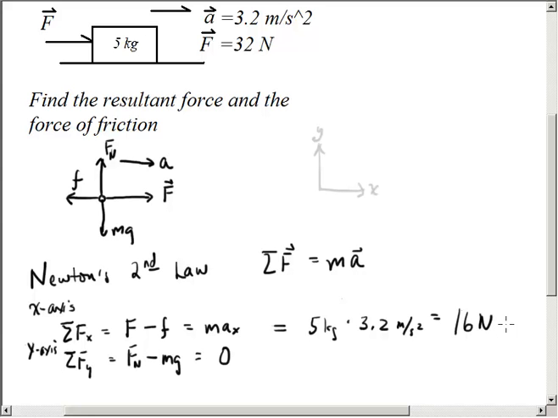But our applied force is 32 newtons. So what is our force due to friction? That means, of course, that F minus f equals 16, which simply states that 32 minus f equals 16, and so f is equal to 16 newtons. That is our force of friction, the force that we needed to find.